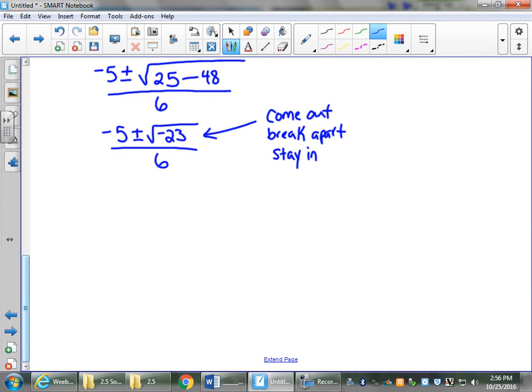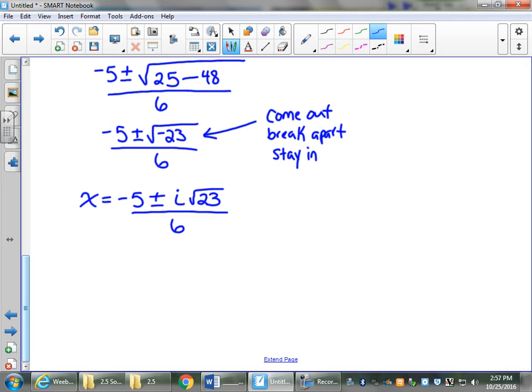So there is one thing that can come out, which is the negative. Negative under the radical comes out as i, as we reviewed during the complex number system. But 23 is not a perfect square, so it can't come out. There's no perfect squares that go into 23, so you can't break it apart. Therefore, 23 is going to have to stay under the radical. So I will get x equals negative 5 plus or minus, the negative did come out as i though, radical 23 all over 6.